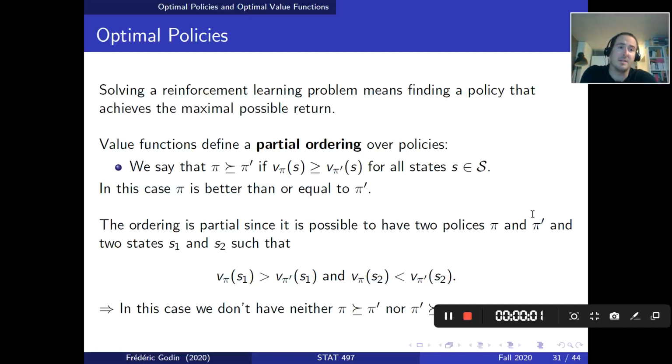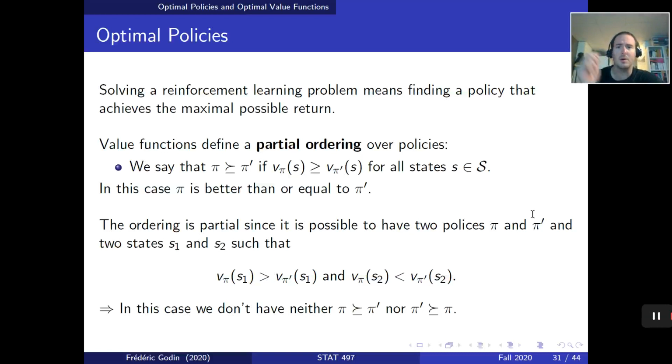Hello everybody, so this is the first video for chapter 3 of the reinforcement learning course. In the last video we discussed the value function, either state value function or action value function for a Markov decision process. We also discussed the Bellman equation, which gave a recursive equation that had to be satisfied by the value function associated with the policy.